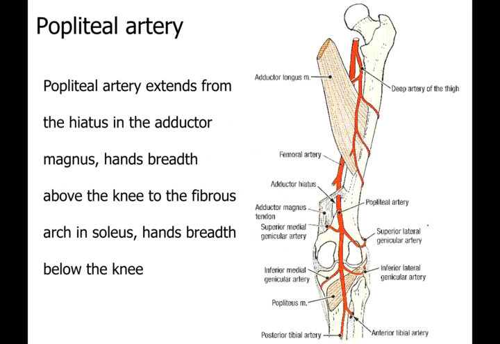So these are the genicular arteries I mentioned: superior and inferior, medial and lateral. Those are the 5, and there's a middle one here. And then the 2 terminal arteries, the anterior tibial and posterior tibial arteries. Now your soleal attachment is somewhere here. Soleal arch is somewhere here. Then the anterior tibial one passes to the front through the interosseous membrane and becomes the artery of the anterior compartment. Posterior tibial artery is the artery of the posterior compartment.